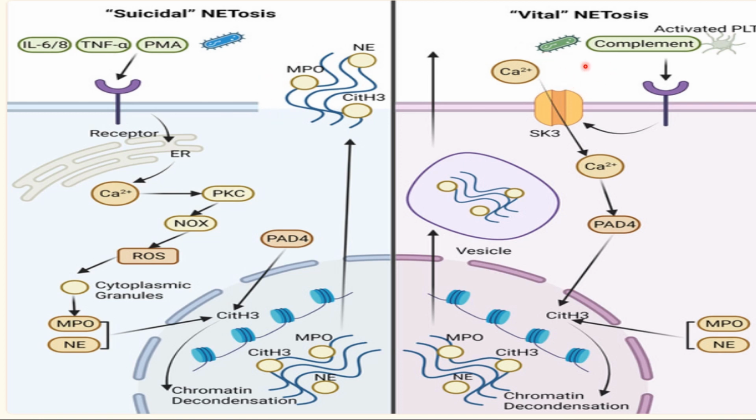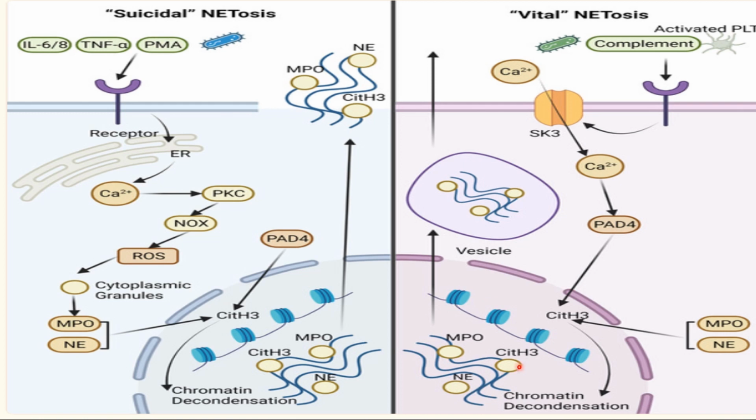In the vital netosis, the neutrophil will be stimulated through different stimuli like complement or activated platelets, and then we get activation of something called SK3 that will lead to increasing intracellular calcium concentration, which will lead to activation of PAD4, and this PAD4 will go inside the nucleus to make citrullination of histones and decondensation of the chromatin, and then we get the chromatin covered or decorated with citrullinated histones and also neutrophil enzymes like myeloperoxidase and neutrophil elastase.